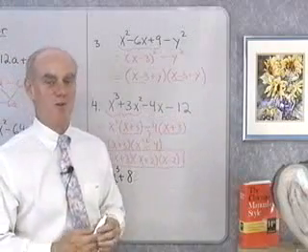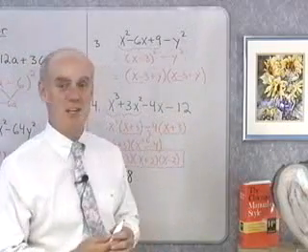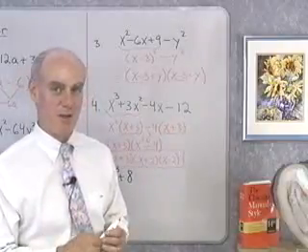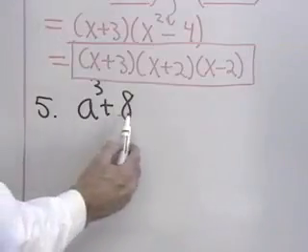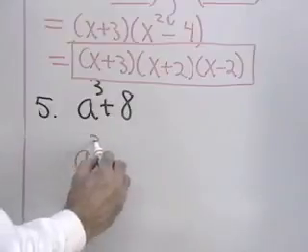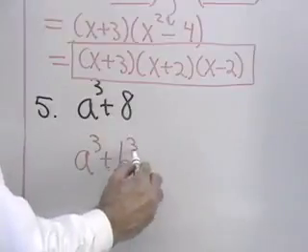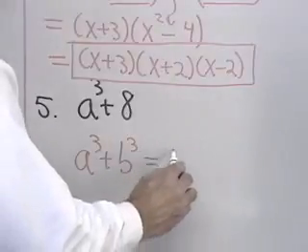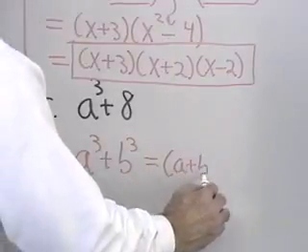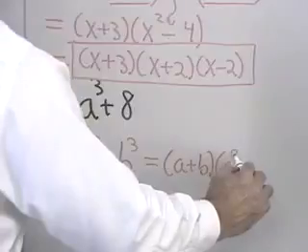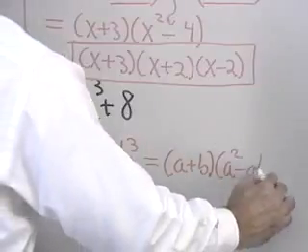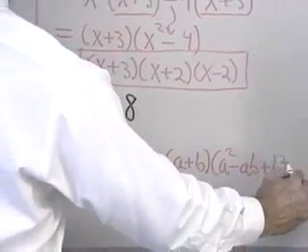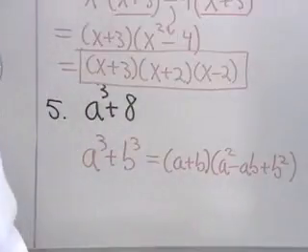Now the last problem I want to do is factoring the sum of two cubes. And we have to do that by using a formula. This has the form of a cubed plus b cubed. Now the factorization of the sum of two cubes is always the same. It's a plus b times the quantity a squared minus ab plus b squared. And you simply have to memorize this formula.